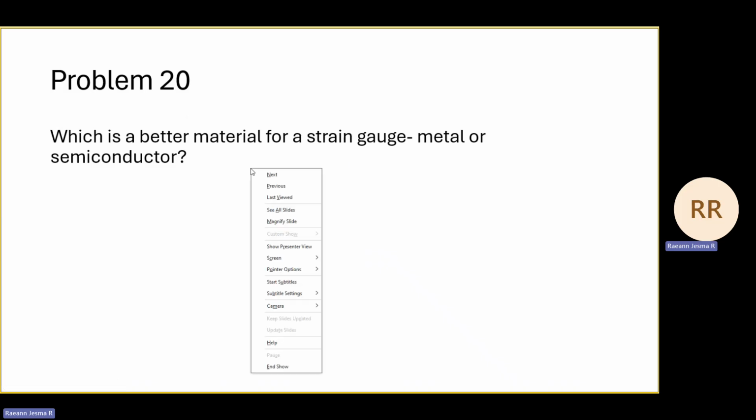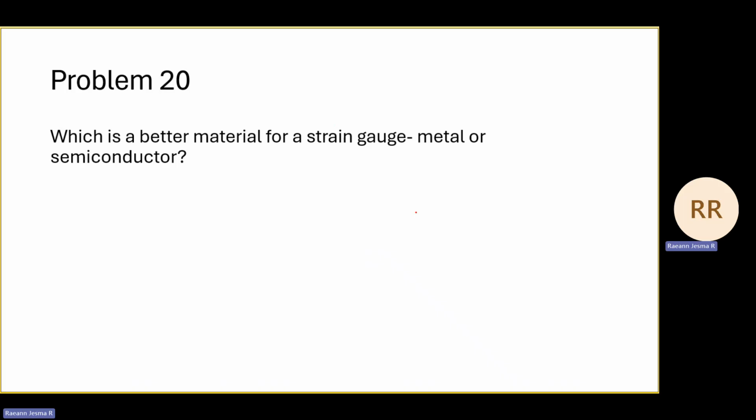Okay, problem 20. Which is a better material for strain gauge? Metal or semiconductor? As I told before, we have two kinds of materials which we can use in a strain gauge. One is metal, or we can also use a semiconductor. How do you determine whether metal should be used or semiconductor, which will give you better performance?